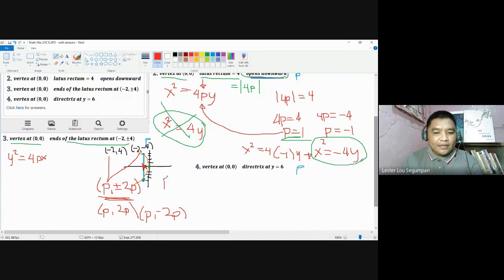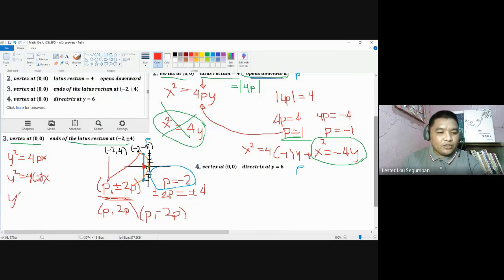Our p is -2, and our 2p is either positive or negative 2p. This one is either positive or negative 4. So we are now sure that our p for number 3 is actually a negative value. Aside from that, we are also sure that it's negative because once we substitute it here, you will have y squared is equal to 4 times -2x.